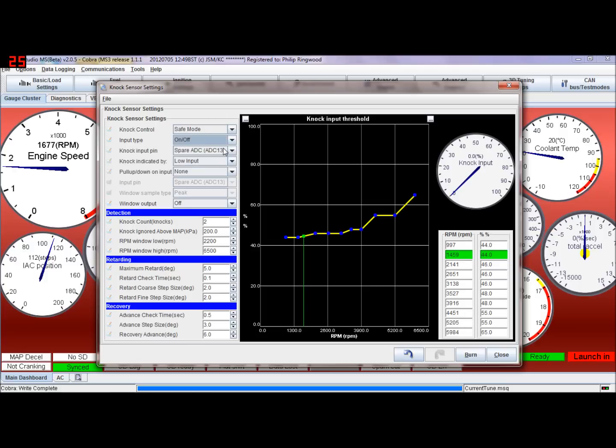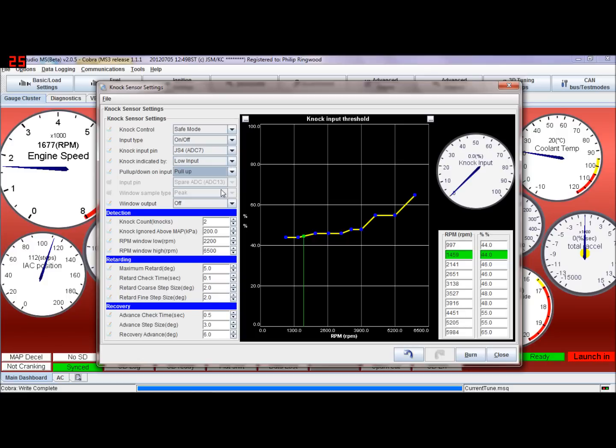On-off input is where I sell the knock conditioner units, and they just give a pulse every time it decides that it's seen knock or heard knock. The knock units that I sell drop the input to 0, so knock input would be on and off. Then, depending on which input you use, depending on how it's wired in, probably Jazz 4, Jazz 5, you then select that. Knock indicated by normally that's going low, so low input. Certainly on knock conditioners I build, that would be low.